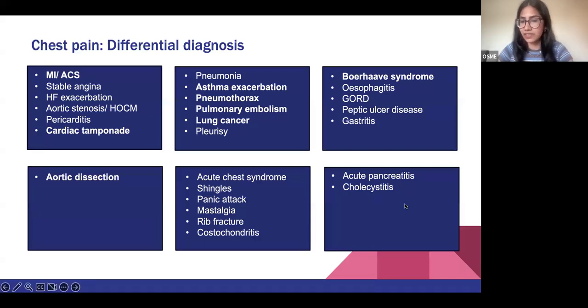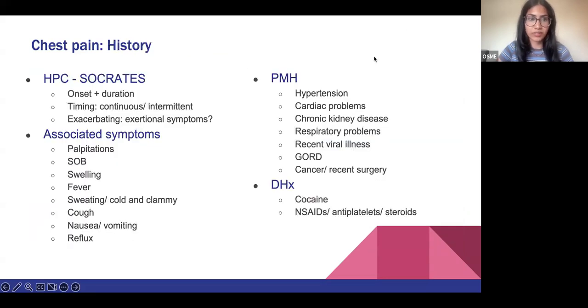And then in this final box, I've included pain that you might expect to be somewhere else. So pancreatitis and cholecystitis, you'd expect to be in the upper abdomen, but they might experience it as chest pain. So make sure you ask relevant questions there. Okay, and then what are the relevant questions?